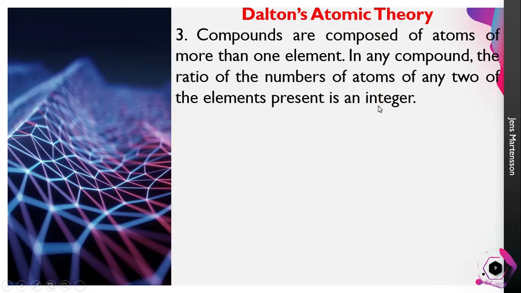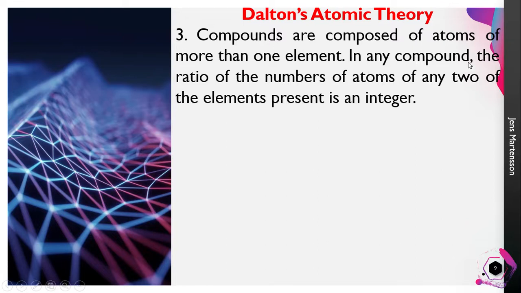And then the third postulate or assumption of Dalton's atomic theory is that compounds are composed of atoms of more than one element. For example, the compound carbon dioxide has two types of element, carbon and oxygen, right? Two oxygen, one carbon. So carbon dioxide is a compound.